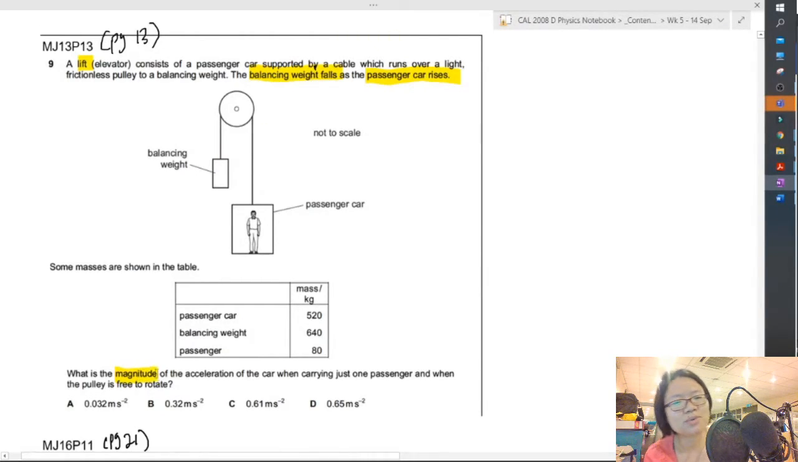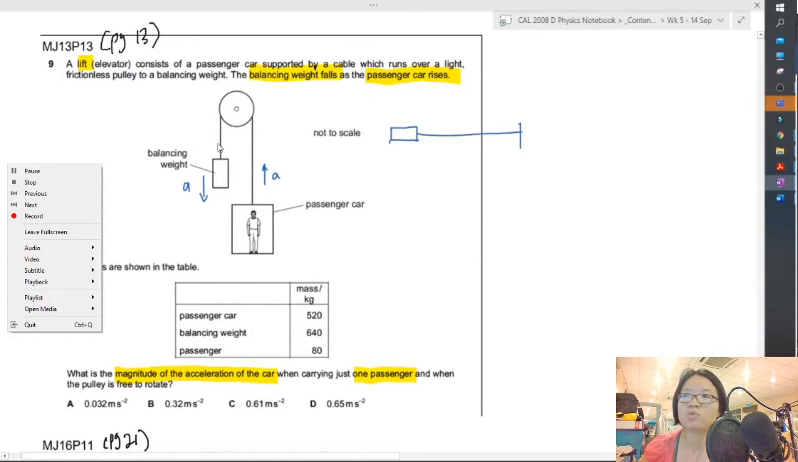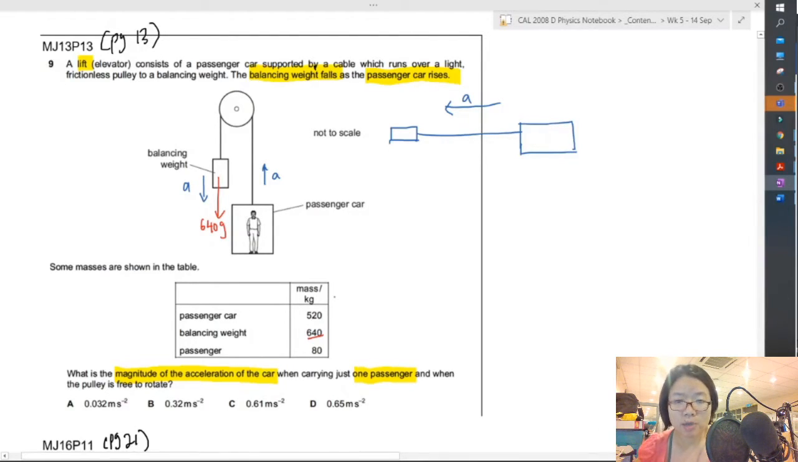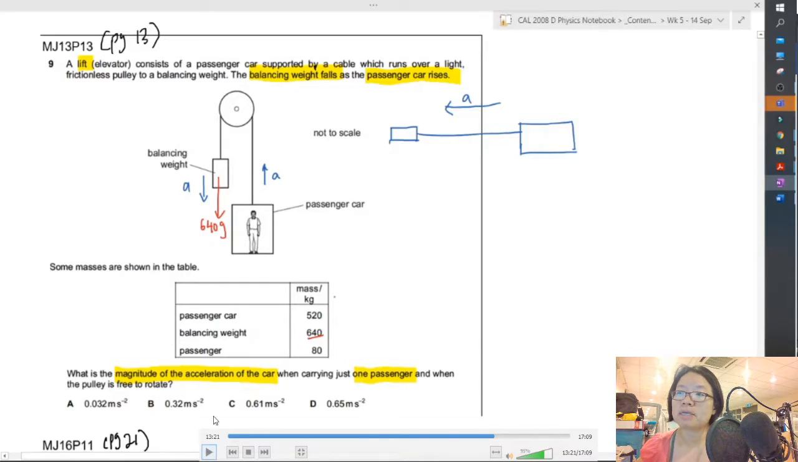Okay, anyway, this lift, there's a balancing weight and the passenger car will rise. So what's the magnitude of the acceleration of the car carrying just one passenger? So we know that the balancing weight will go down, okay? And at the same time, the passenger will go up. So I'm going to straighten the pulley, okay? And the reason why I straighten the pulley is so that my acceleration is in one single direction. That way, when I write equation, my equation is easier to write. Let me show you what I mean.